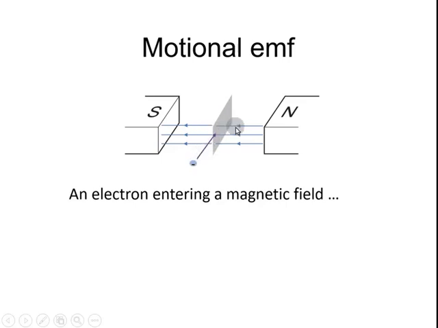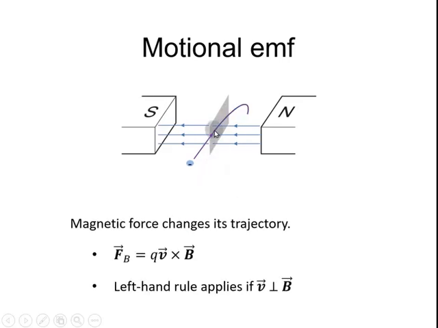Until it experiences the magnetic force, it will be moving in the horizontal direction. But as soon as it enters the magnetic field, it changes its trajectory. Thus, if you use the left-hand rule, you should be able to determine that the electron will be moving downwards. As it moves horizontally, the magnetic force will also be pulling it downwards.